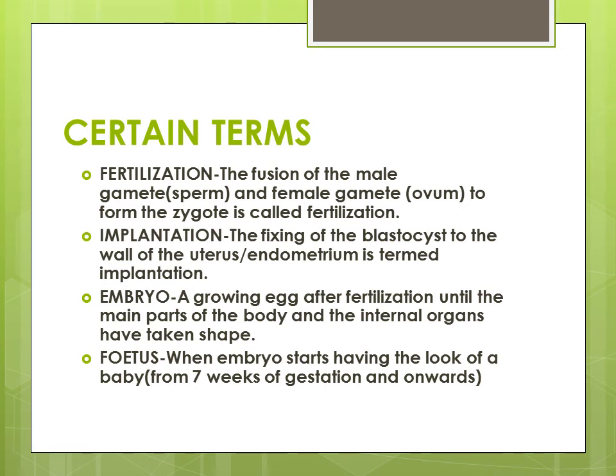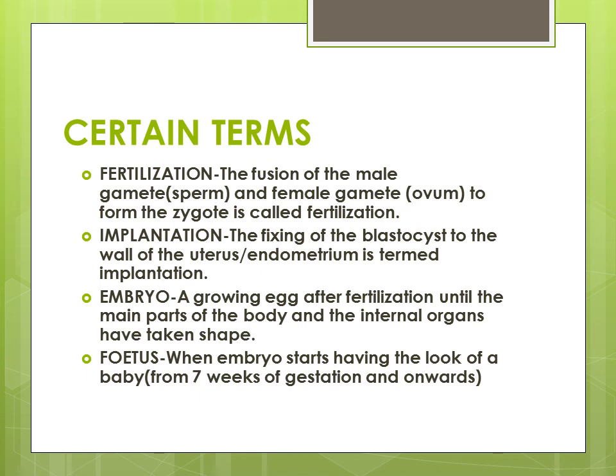Now children, let us discuss certain important terms in this chapter. First, fertilization. What is fertilization? Fertilization is the fusion of the male gamete and female gamete, that is sperm and ovum, to form the zygote. Implantation is the fixing of the blastocyst to the wall of the uterus or the endometrium.